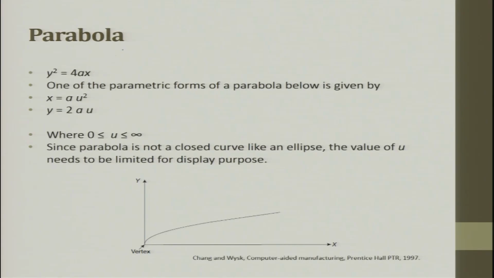The parabola is y square equal to 4ax. One of the parametric forms of the parabola is given by x equal to a u square and y equal to 2au, where u takes a value, this is very important, 0 to infinity. Since the parabola is not closed, that is why we go to infinity. Since the parabola is not a closed curve like an ellipse, the value of u needs to be limited for display purposes.